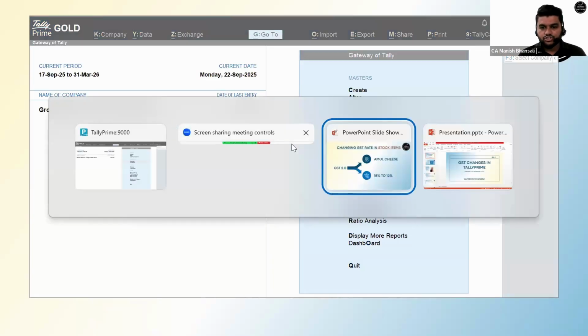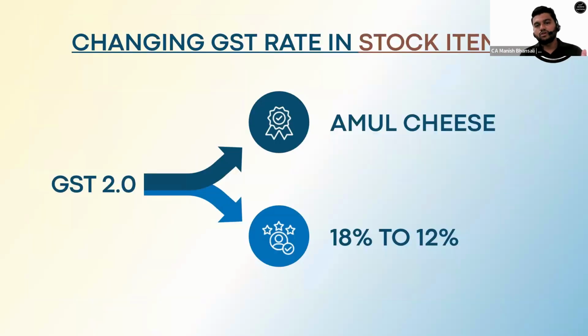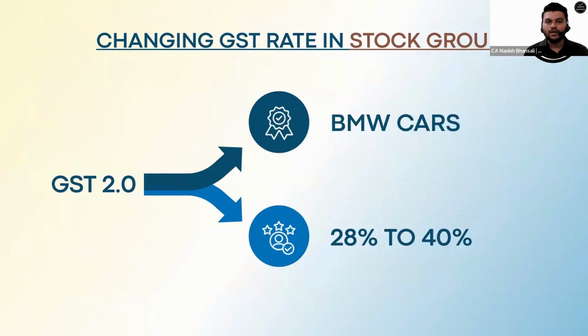Now coming back to the presentation. So this is what we covered now, changing GST rate in stock items. Next, changing GST rate in stock groups, right? A lot of the distributors have groupings from the OEMs, and they maintain the stock items exactly as per their OEMs.